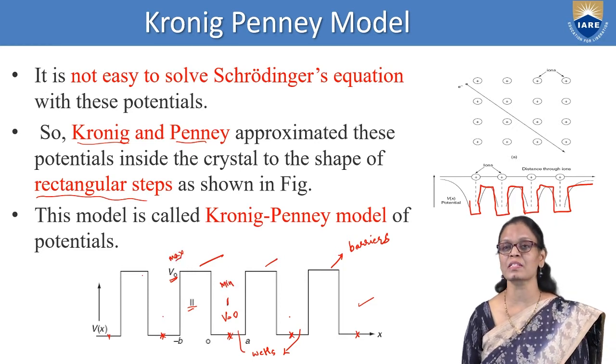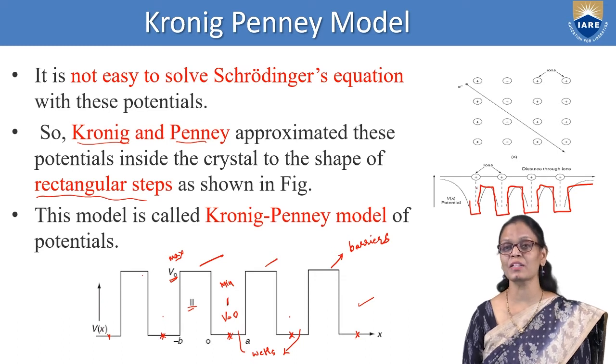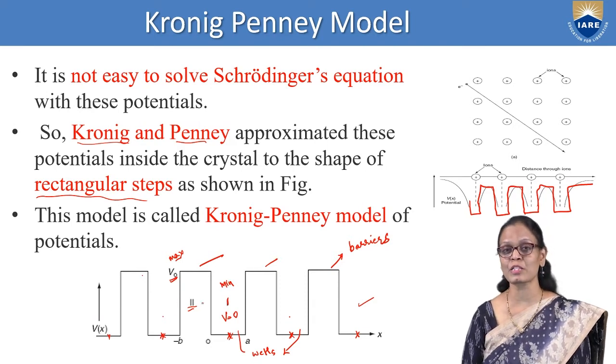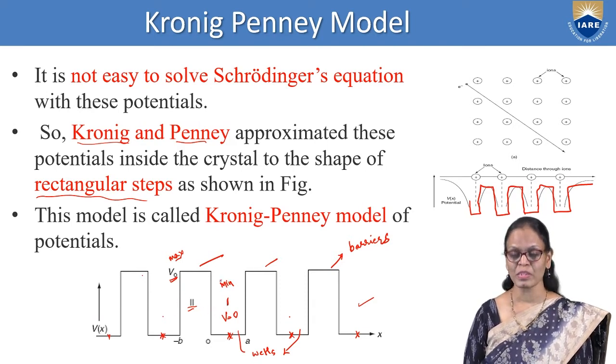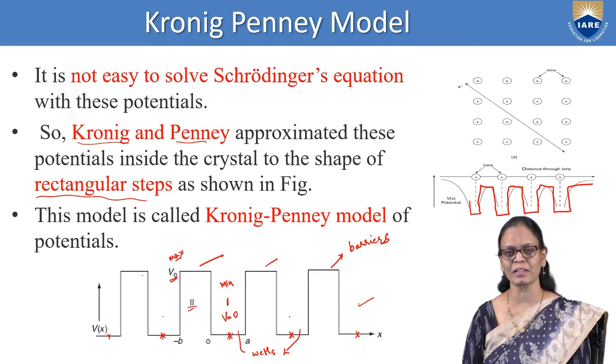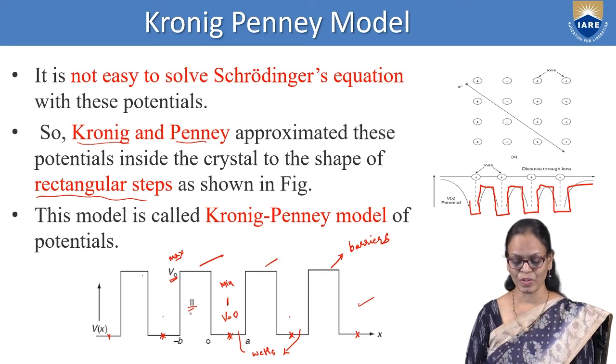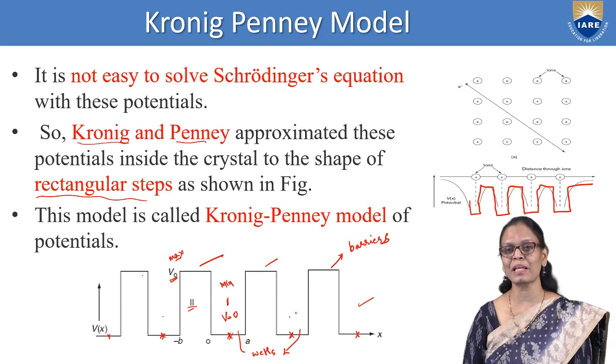So what we have studied here is that the potential is not constant, it is periodic and it varies between minimum and maximum. So we are trying to explain or put it in this form. The potential is minimum inside the well and wherever there are barriers, the potential is maximum. So we are denoting it in terms of wells and barriers and they are periodic.